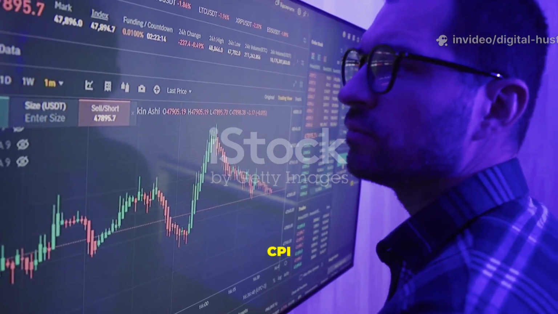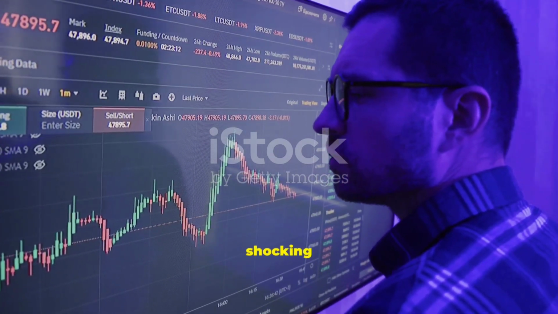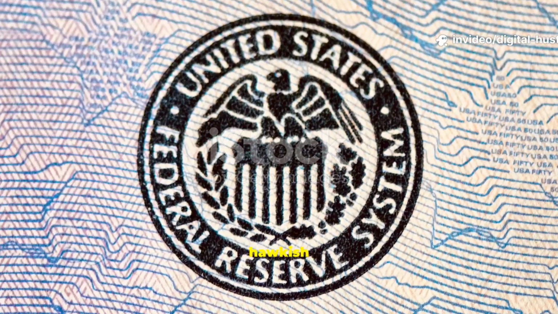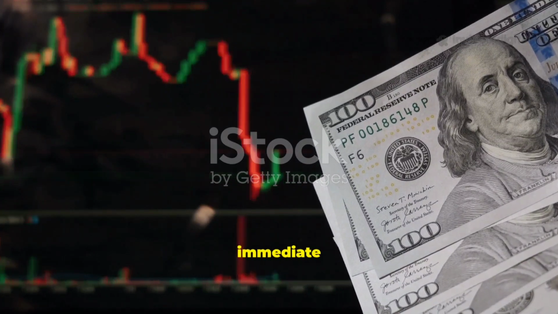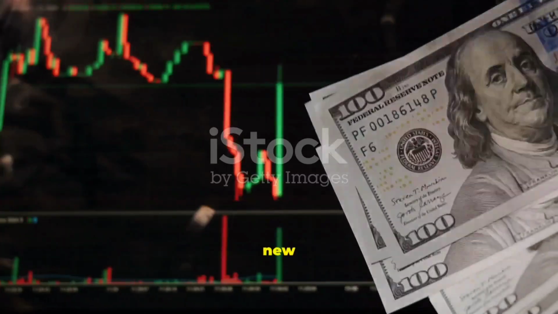Imagine consensus CPI is 0.3%, but the actual number prints at a shocking 0.6%. This is a major inflation surprise. The market instantly anticipates a more hawkish Federal Reserve, leading to expectations of higher interest rates. The immediate reaction is a powerful spike in the US dollar as traders price in this new reality.